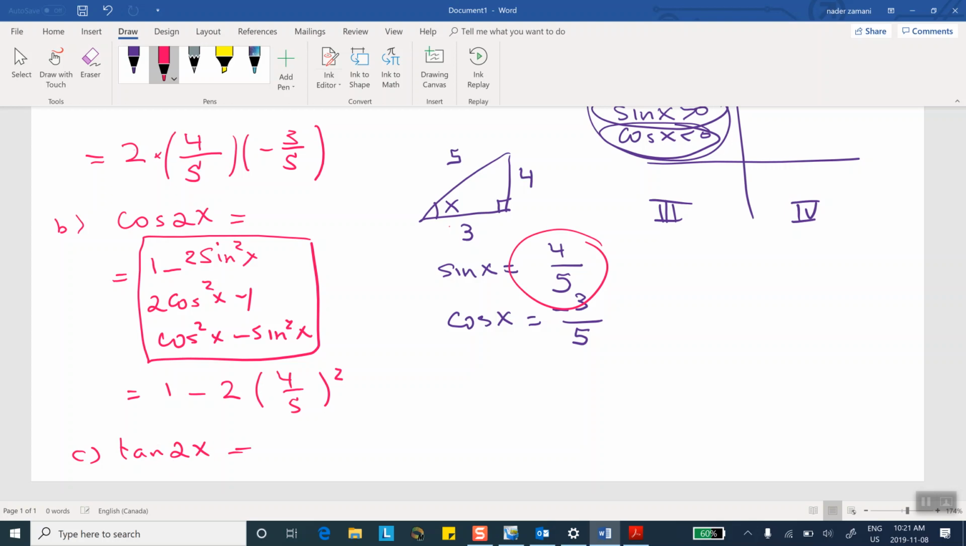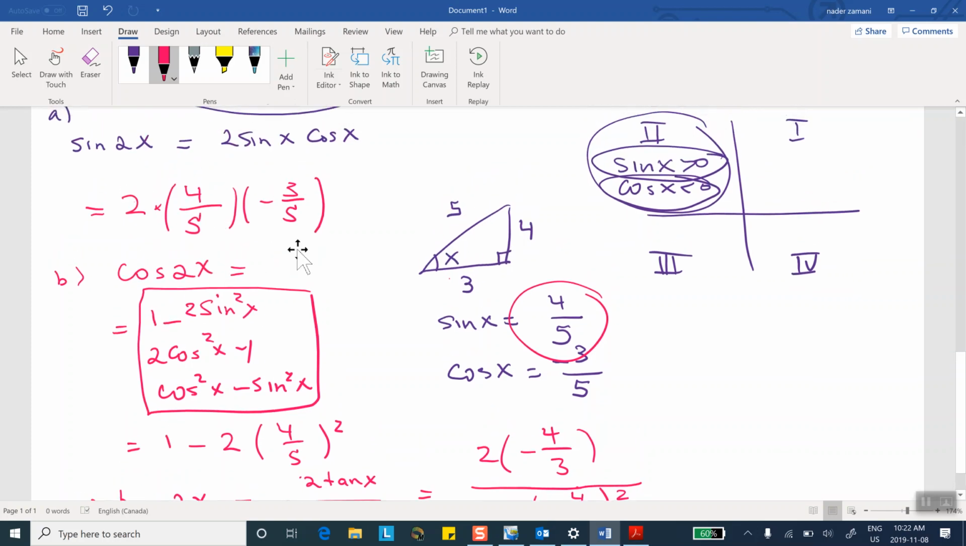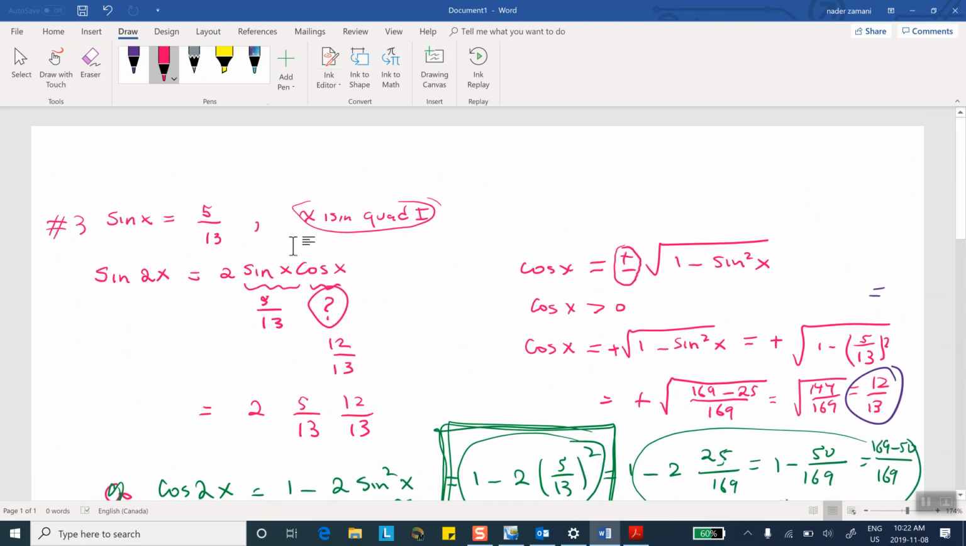And finally, part C says find tangent of 2x. Now, tangent 2x is 2 tangent of x over 1 minus tangent squared x. And in fact, tangent of x was given to you. It was given as minus 4 over 3. So it's 2 times minus 4 over 3, and this is something that was given to you, and then divided by 1 minus minus 4 over 3 quantity squared. Perfectly acceptable to me, okay? Not acceptable to the book. Okay, so let's move on to the next problem box.